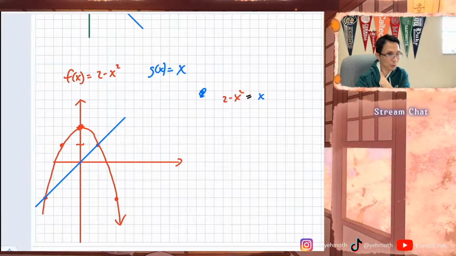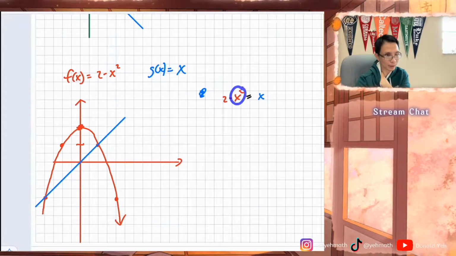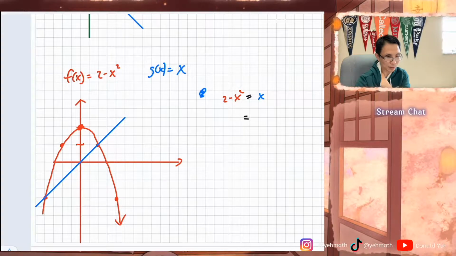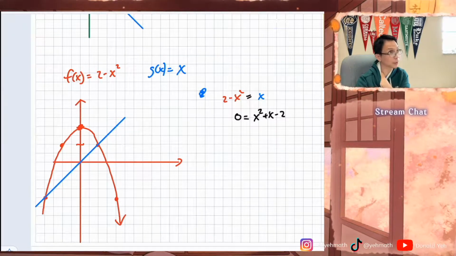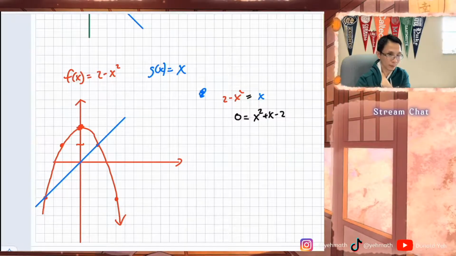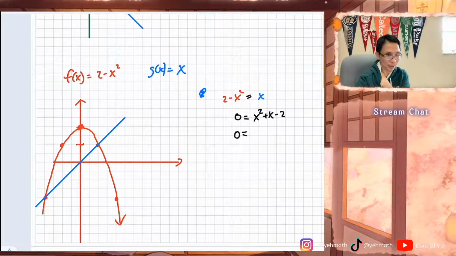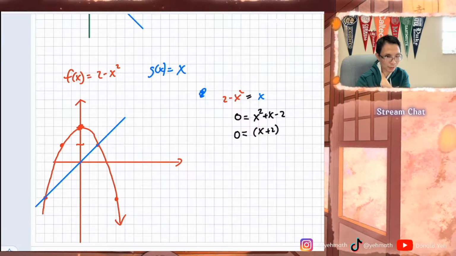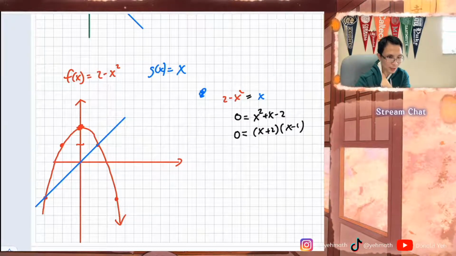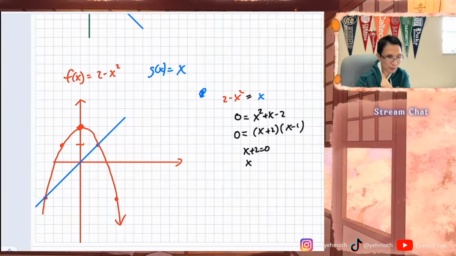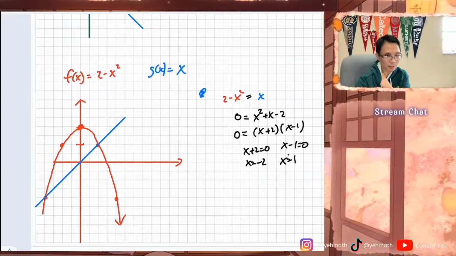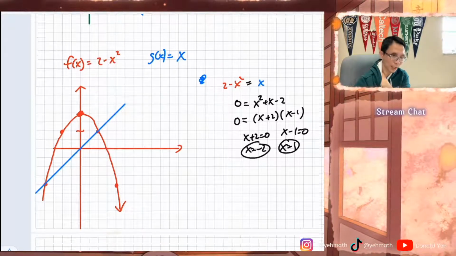So then I'm gonna move the leading coefficient to the right because I don't like the negative sign. That's just not my type. So 2 x squared plus x minus 2 is equal to 0. Oh my goodness, you can solve by factoring. Algebra 1, right? So it's gonna be x plus 2 and x minus 1. x plus 2 equal to 0, x equal to negative 2. x minus 1 equal to 0, x equal to 1.